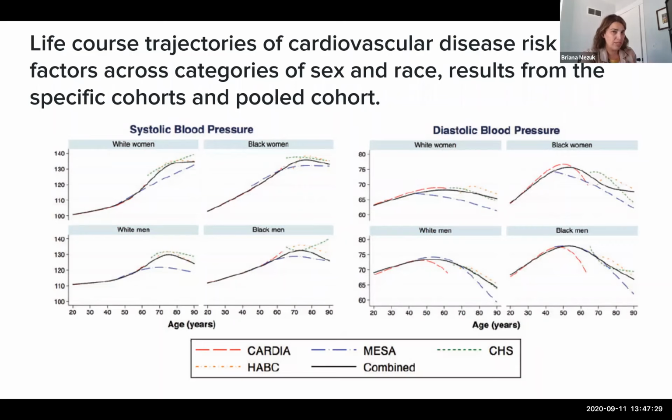So MESA, as you can see, covers a very long range of the lifespan for the observed data. But then you can look at the light green line, which is the Cardiovascular Health Study, which is only people in their 70s and older, right? And then the Health ABC is even shorter, right? The orange line there. So at the end of the day, I get the black line by taking information from the studies that have gone into it.